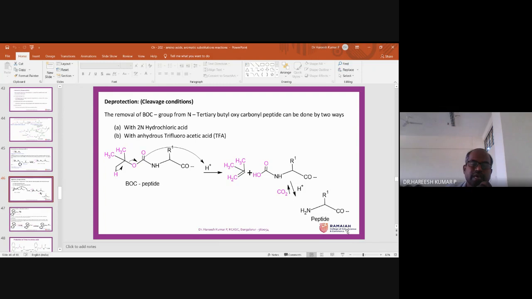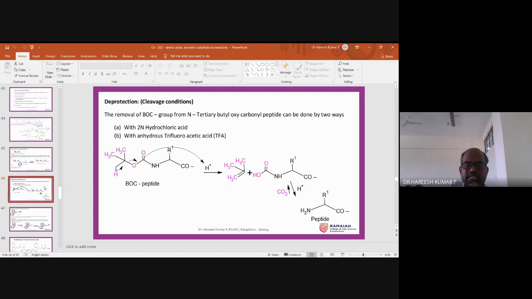It is protected with the help of para-nitrophenyl ester. Once the desired peptide is obtained, it is deprotected by using 2-normal HCl or trifluoroacetic acid. This is about what is called Boc. I think you know that both these groups, benzyloxycarbonyl chloride and butyloxycarbonyl para-nitrophenyl ester, are cleaved by using acidic condition, H plus condition. Of course, the benzyloxycarbonyl group is also cleaved by using Birch reduction or catalytic hydrogenation.